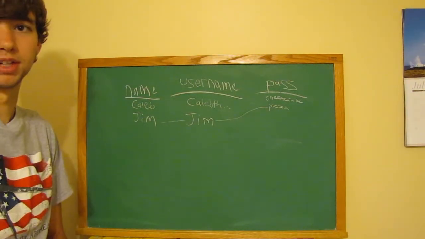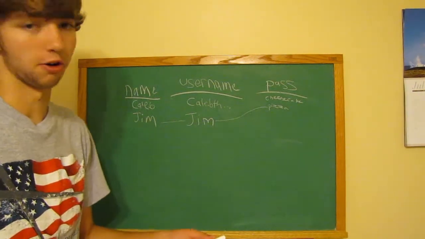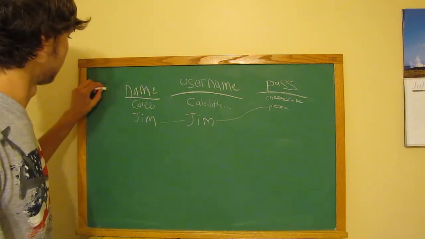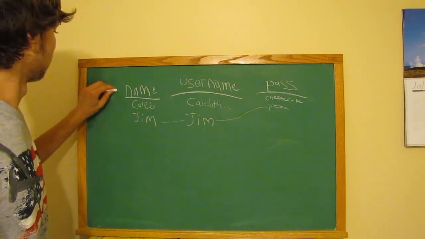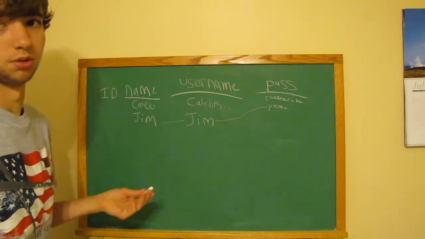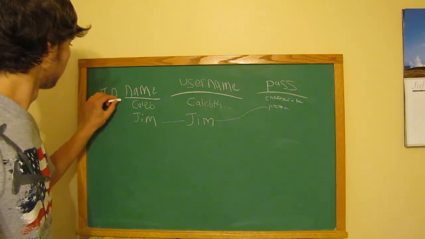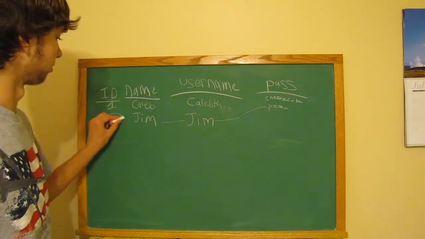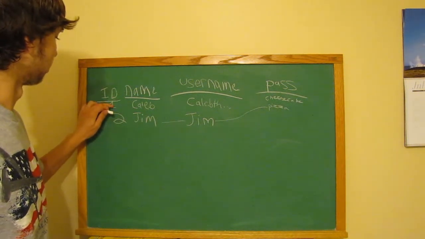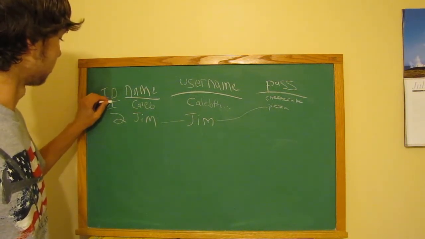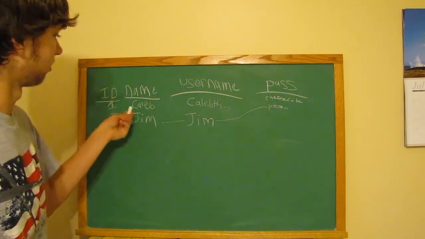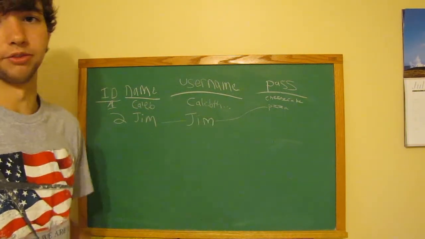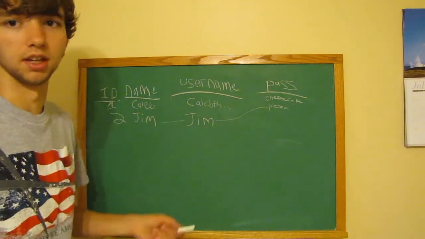Most databases will have what they call an ID. So the ID will keep each row unique forever. So this one will have an ID of 1, and this one will have an ID of 2. So if you say, oh, what's the entry of ID 1? His name's Caleb, username's Caleb the Video Maker, password is cheesecake.